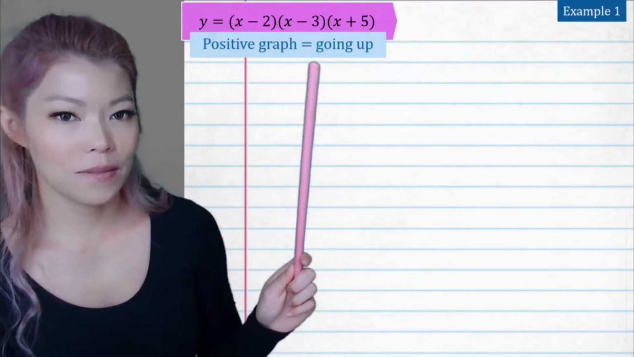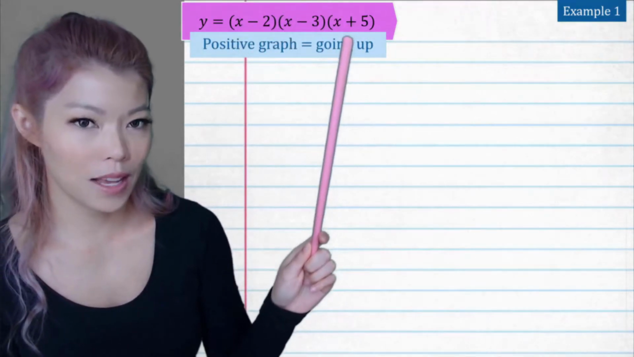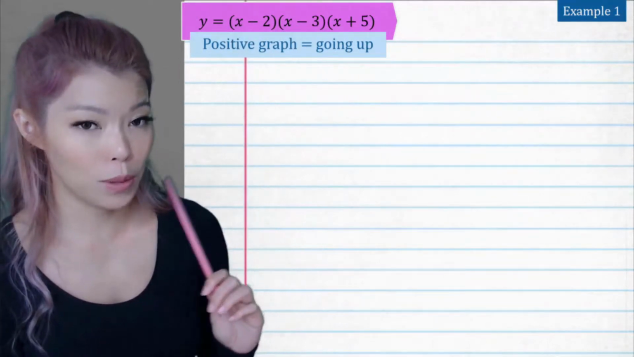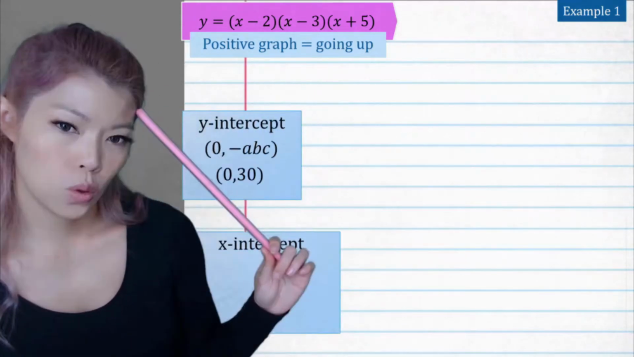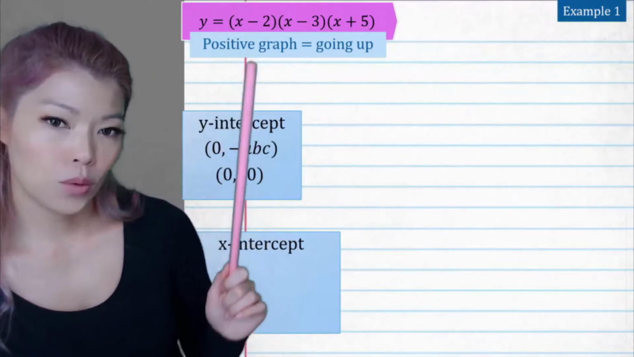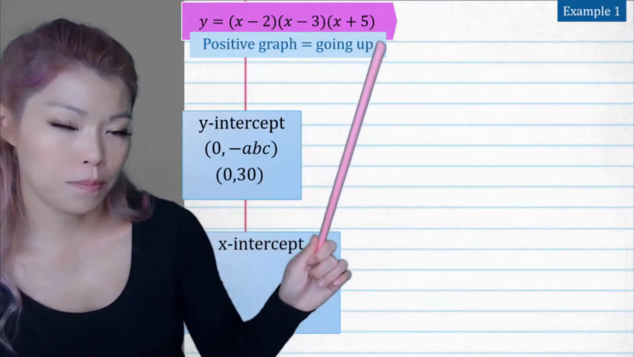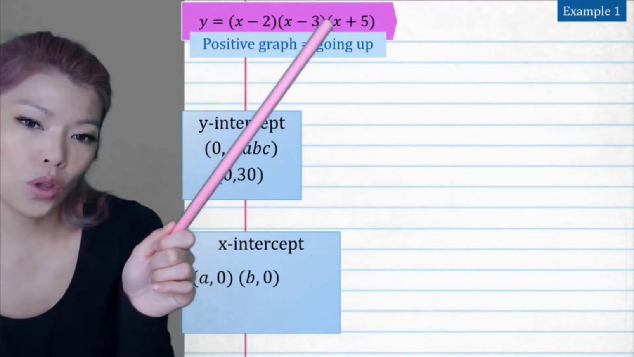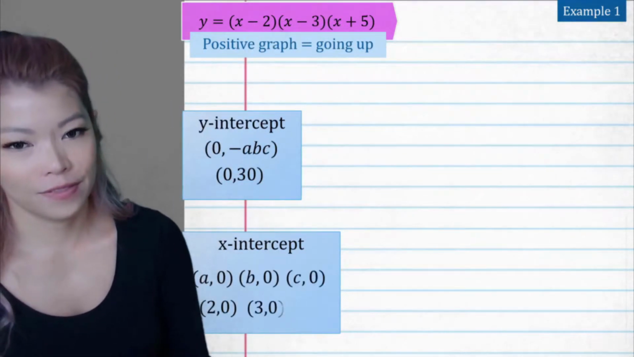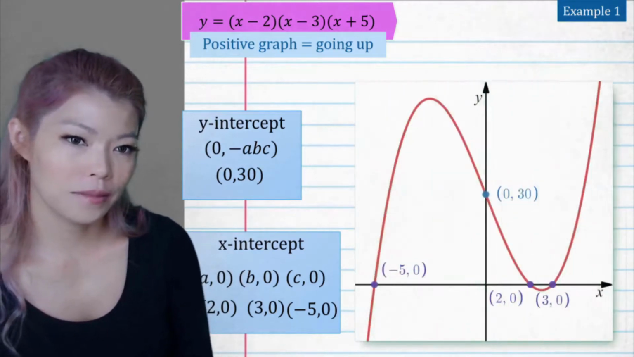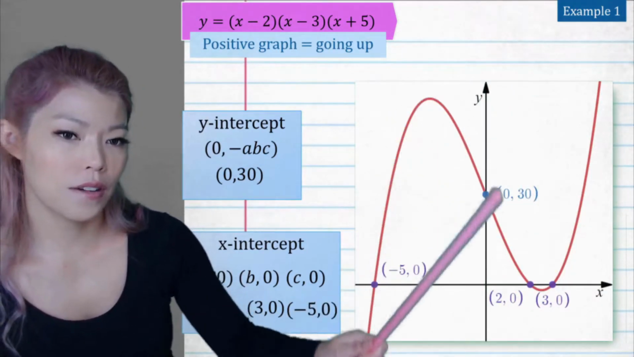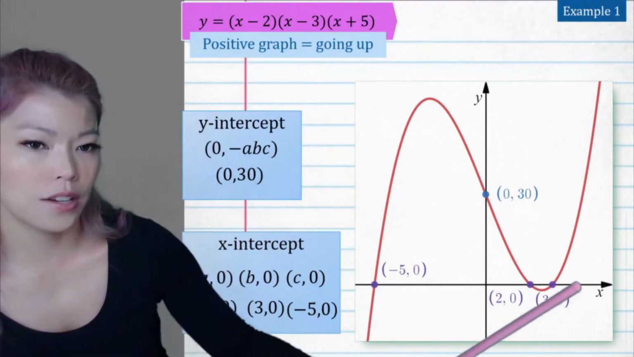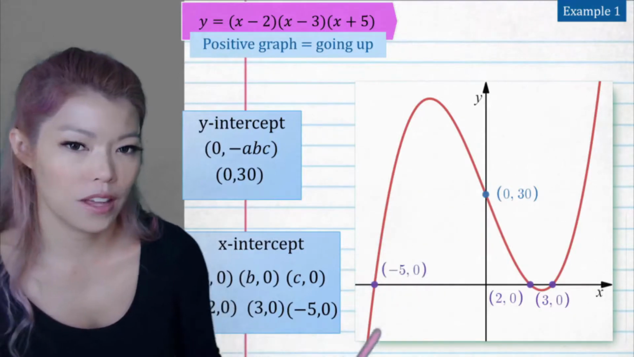So let's sketch this. It's a positive graph, x times x times x. So you look at the biggest term and you see that it is positive. So the whole graph will be positive, so it's going up. So the y-intercept will be minus 2 times 3 times minus 5, which makes it positive. And the x-intercepts are there: 2, 3, and negative 5. So we can sketch that. It's a positive graph, so it's going up. Put in the x-intercepts from smallest to largest. The y-intercept is over there at 30.